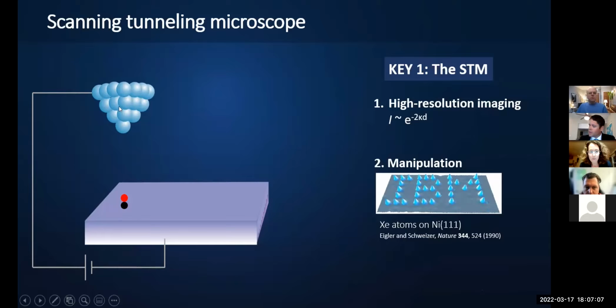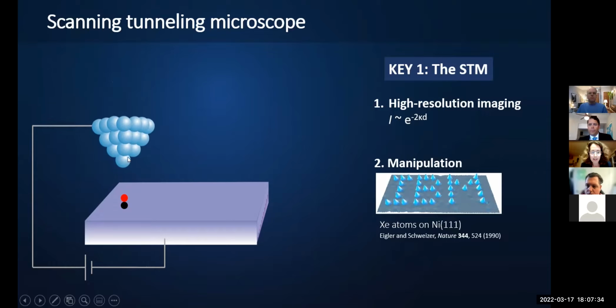And with that tip, we come close to a conducting surface. And thus we can measure a tunneling current. So we have quantum tunneling between that material and our tip, as we are very close. And the tunneling current behaves exponentially with the distance. So it means we are extremely sensitive to that distance.